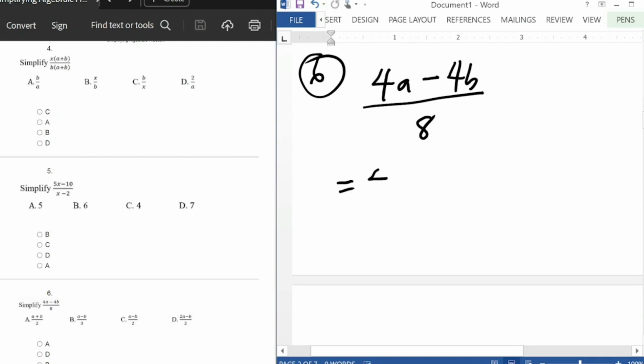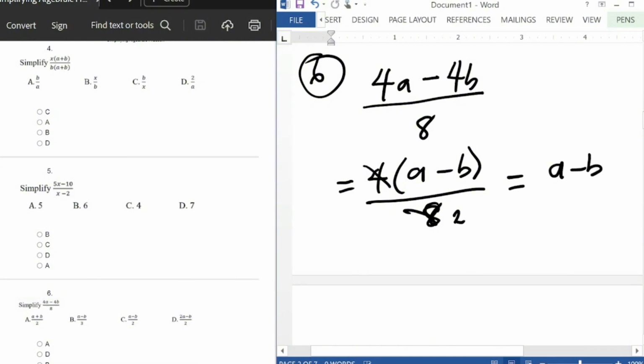So 4 is common, and what you're going to have left is a minus b divided by 8. In this case, what you have in the bracket still remains. You cannot cut that. But the 4 is multiplying the bracket, so we can use the 4 to cut the 8. So 4 here 1, 4 here 2. Therefore our answer will be a minus b divided by 2. I hope I'm making sense. So a minus b divided by 2, that is option C as well.